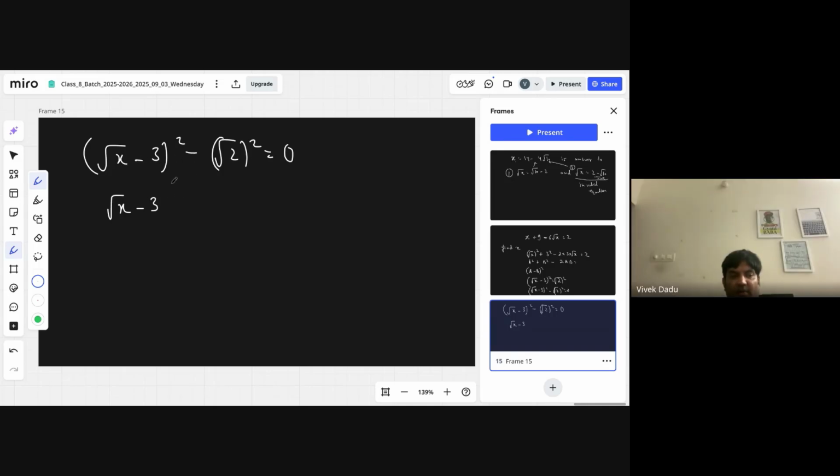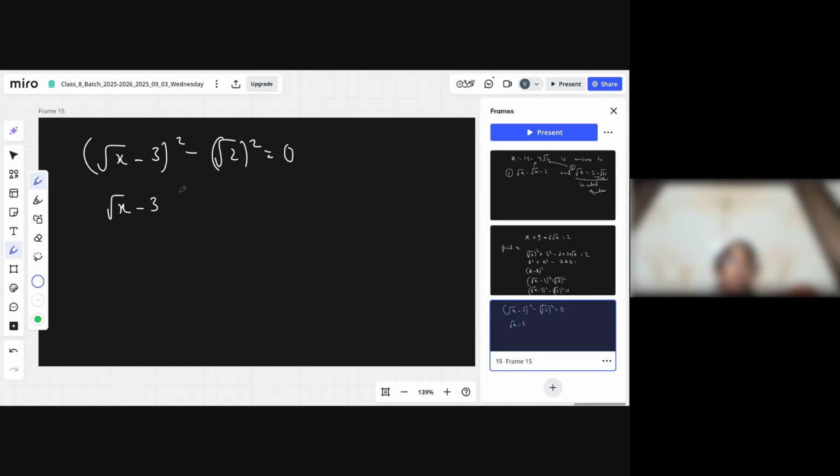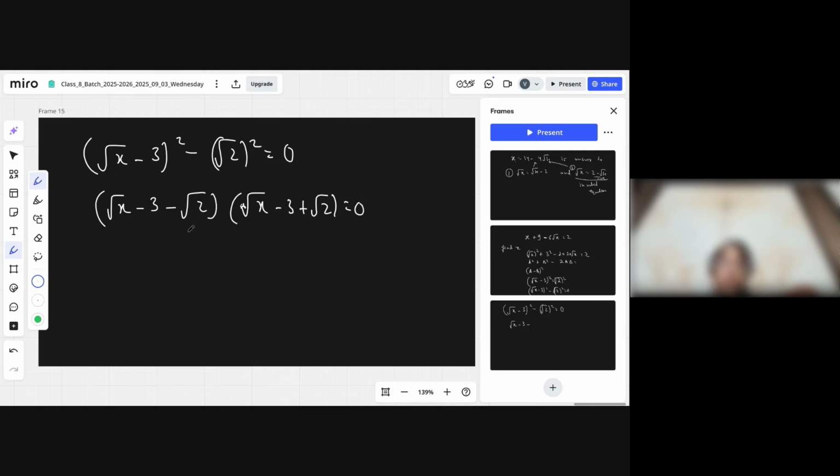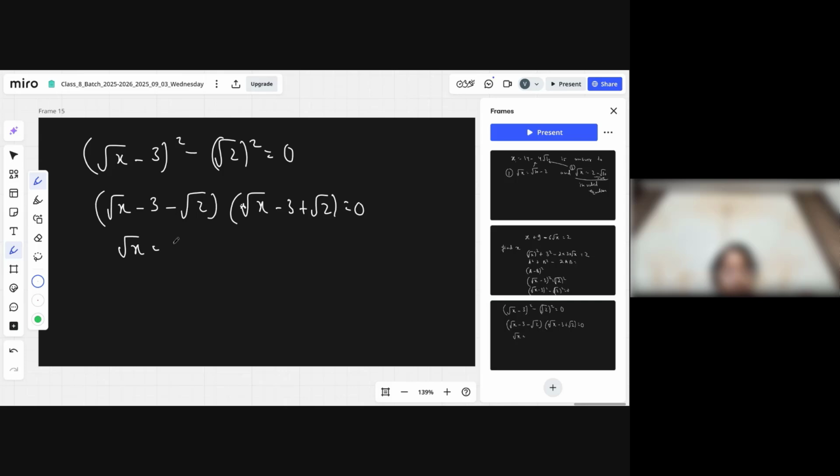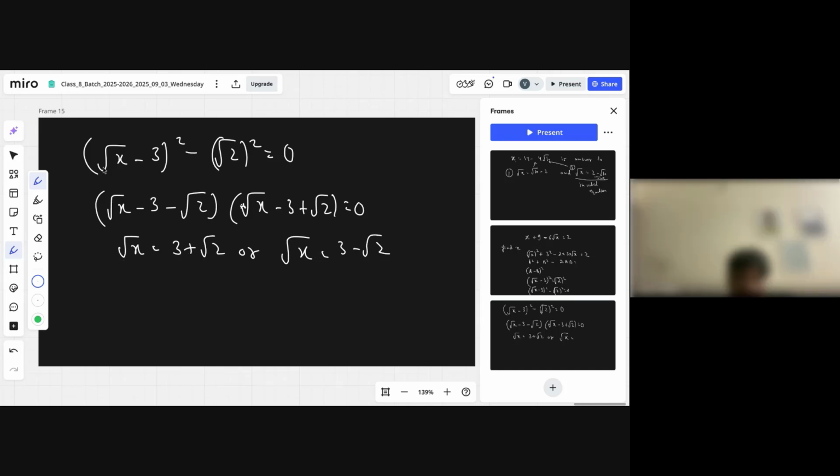Which identity is this now? Root x minus 3 minus root 2 into root x minus 3 plus root 2 is equal to 0. So root x is equal to 3 plus root 2, or 3 minus root 2. As a result, is this a valid solution?